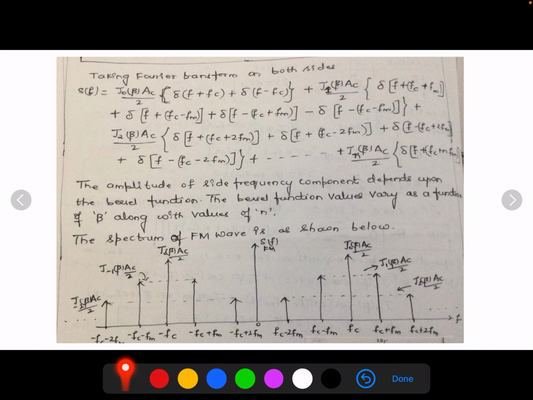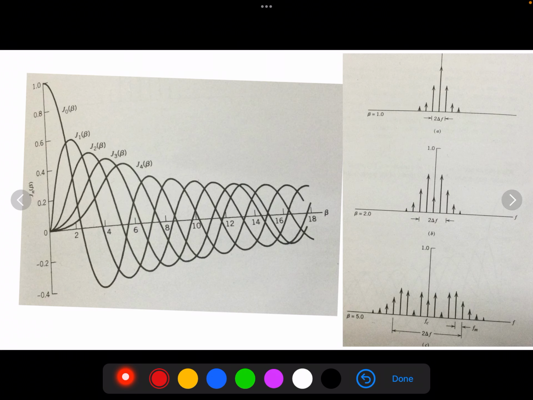When we plot the spectrum of the FM wave, it looks somewhat like this, which has the delta functions at fc, minus fc, fc plus fm, fc minus fm, minus fc plus fm, minus fc minus fm. Similarly, fc plus 2 fm, minus fc minus 2 fm, like this. What this means is that it has an infinite number of sidebands. This is what the Bessel functions look like, and this is the spectrum of the signal.